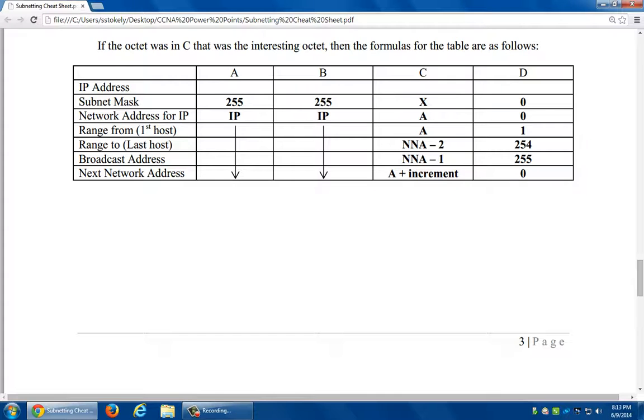Now here's the cool thing. No matter what you do, if your interesting octet is a B or a C, these numbers will always be the same. If your CIDR number is less than 24, those will always be your ending IP addresses. Always.